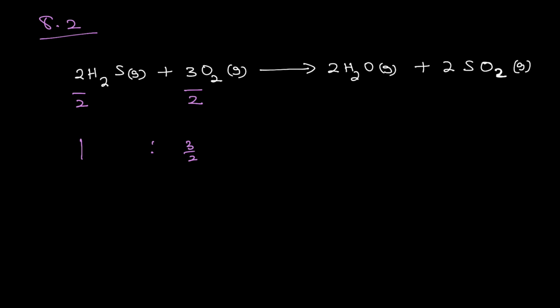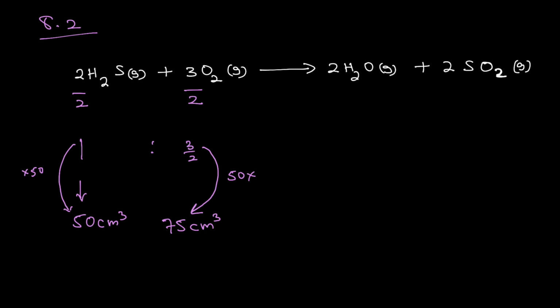And if that 1 mole is 50 centimeter cube, I multiply that by 50, because that's 1 mole, I need to times that by 50 as well. So if I times that by 50, I get 75 centimeter cube. So 1 mole, equivalent to 50 centimeter cube, needs 75 centimeter cube for 3 over 2 mole of oxygen gas. So the answer is 75 centimeter cube.